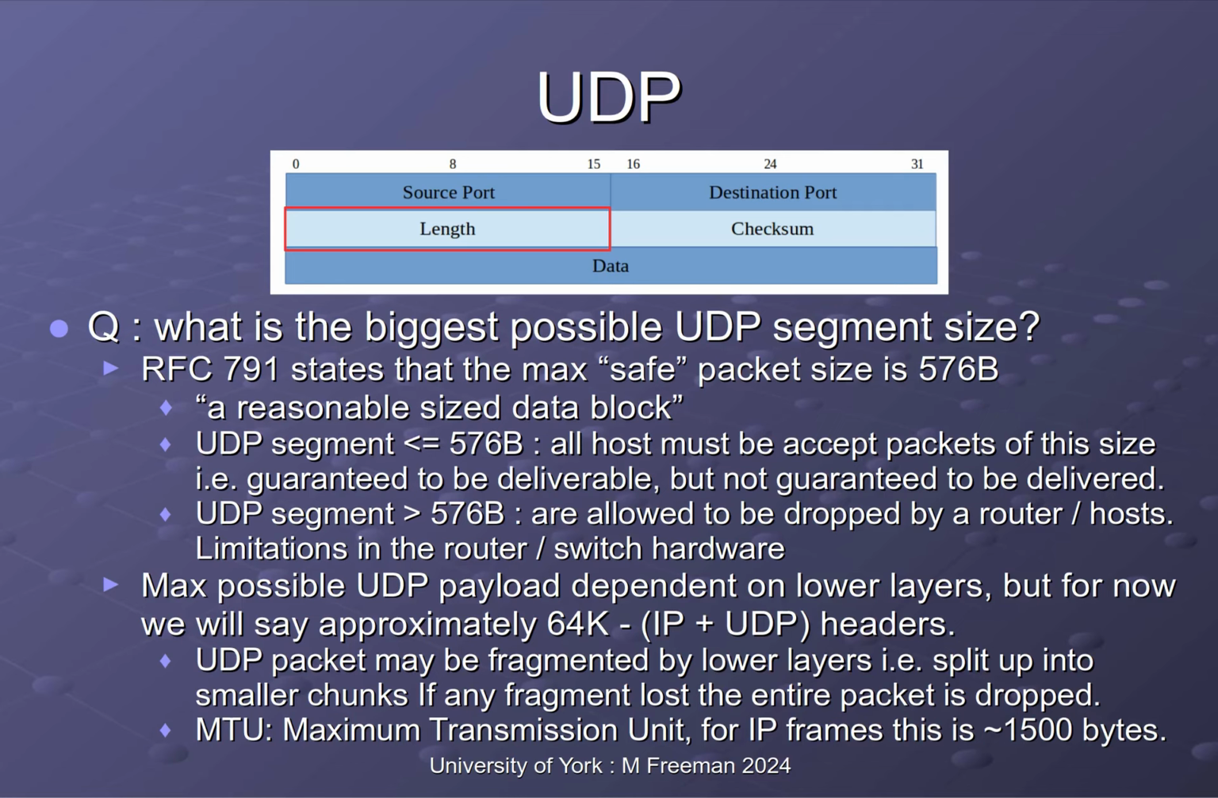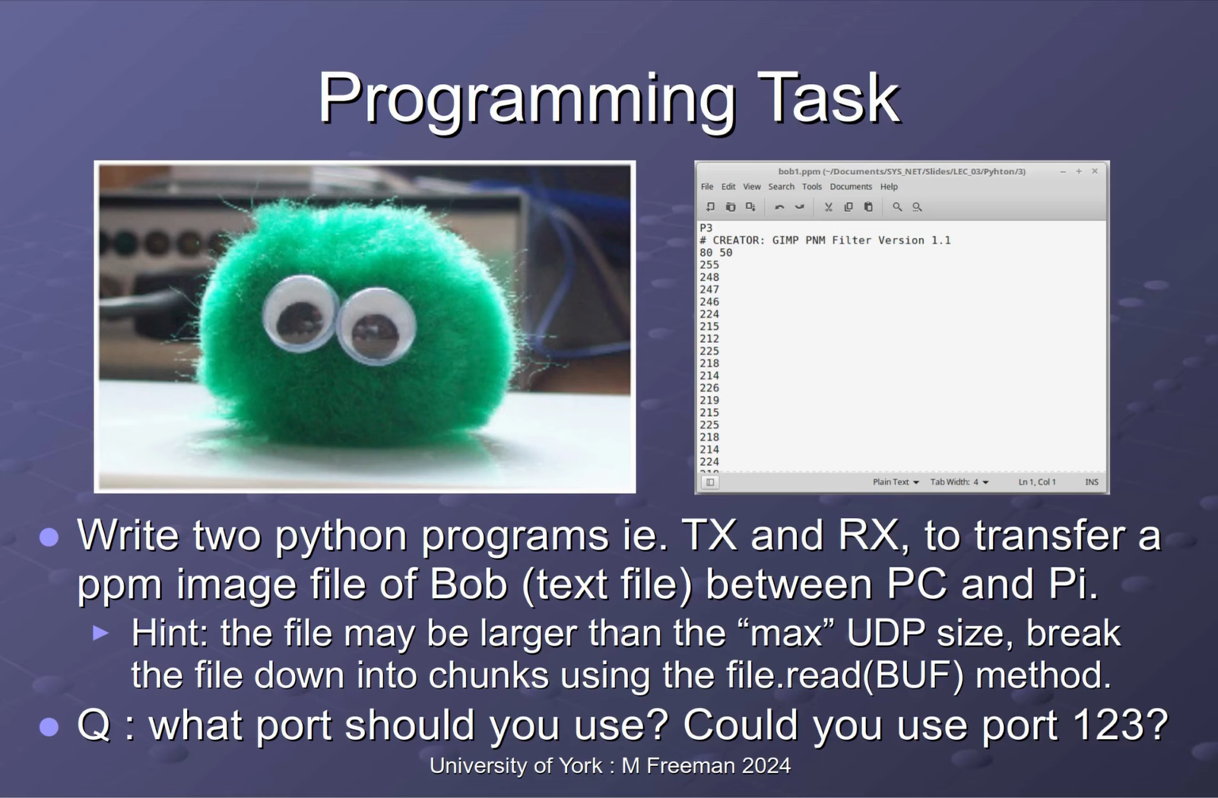What will your hardware accept? And as I say, it's around about 1,500 bytes typically. So a programming exercise that we'll be looking at in one of our labs. So we'll have a lab session where we implement this functionality. So we need to write 2 Python programs, one to transmit and one to receive the image of Bob you can see on the screen here.